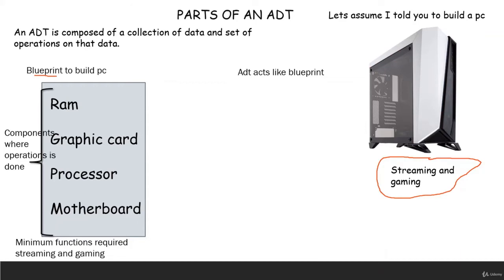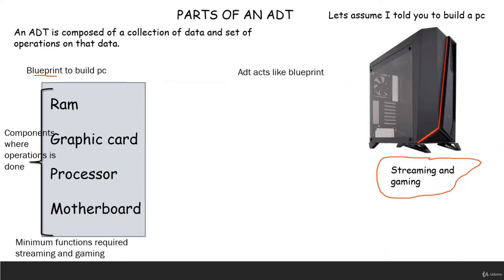Here also, RAM, graphic card, processor, motherboard, these all were components. I didn't ask you which version of graphic card you are referring to, which certain type of processor you are referring to, which company you referred to for making such components to build the PC. I just asked you that my minimum functions are streaming and gaming. I don't care which kind of graphic card you are using. I just want quality streaming and gaming.